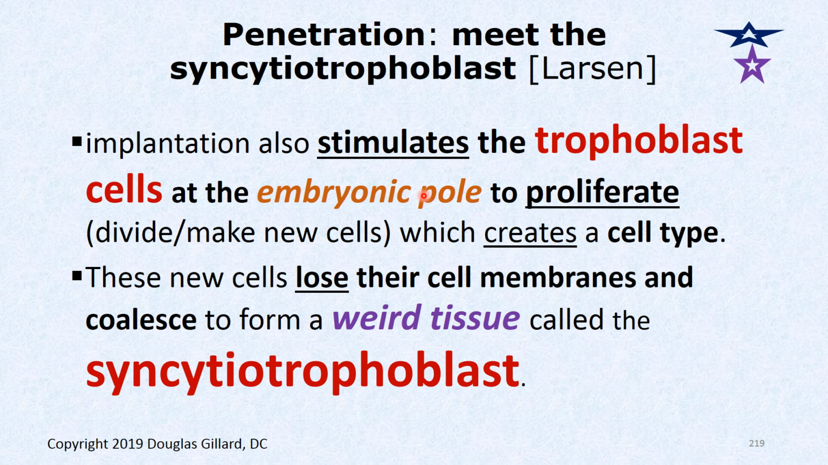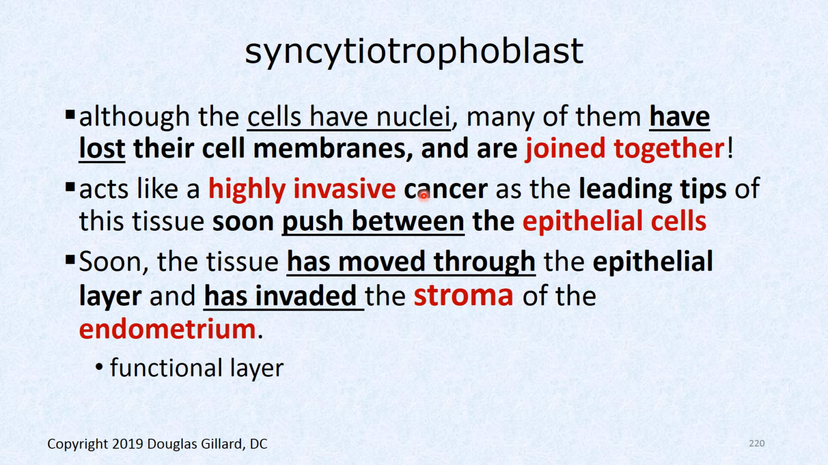syncytiotrophoblast, and it is weird. Each one of its cells doesn't have a cell membrane, yet it has a nucleus and mitochondria. And it has a group plasma membrane around it. So maybe 4, 5, 6, 10, 12, 15 of these will share a plasma membrane. So a really weird cell, and that's a syncytiotrophoblast. So many nuclei in here. They've lost their cell membrane except for one collective one. They're super aggressive. They're almost like a cancer.